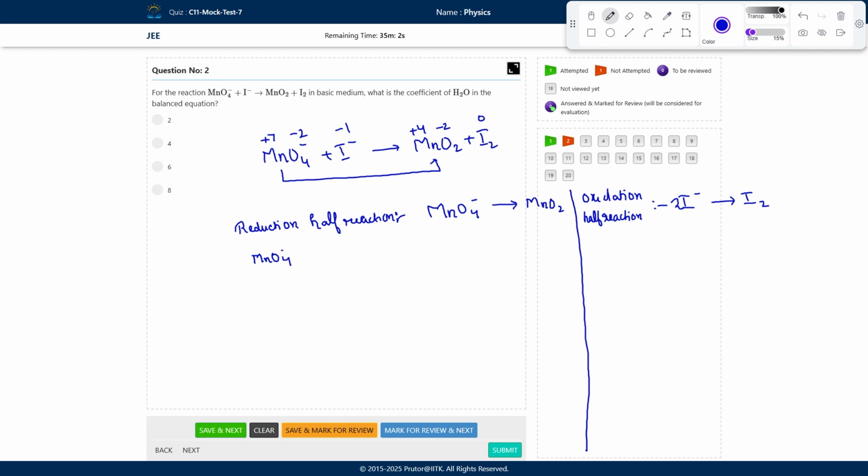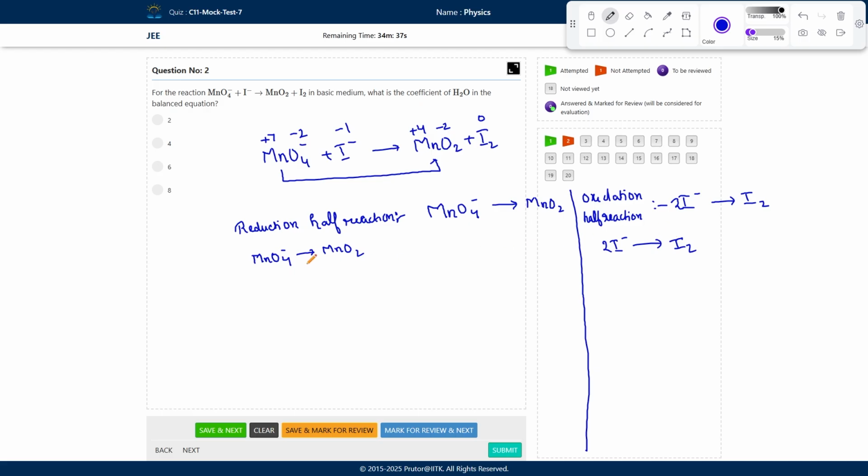So from the first step, what do we get? The reduction half reaction remained as it is, MnO4 minus going to MnO2, and the oxidation half reaction is changed by multiplying 2 as a coefficient with I minus. What is the next step? It is to balance oxygen and hydrogen. How will we do it?